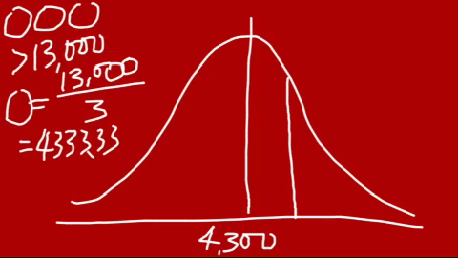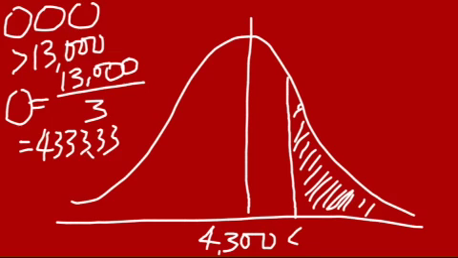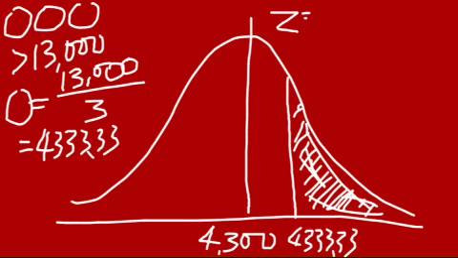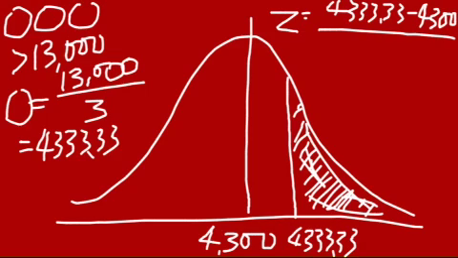At least means larger than this number, 4,333.33. So we want to know the probability of this part. And our z-score comes from 4,333.33 minus the population mean, 4,300, and divided by the standard error. We have just got it, 421.5. And then you get your z-score is 0.08.